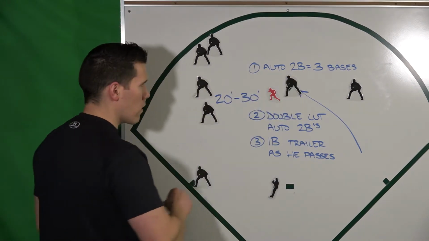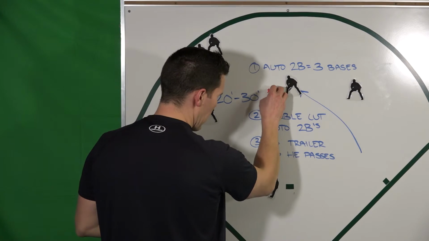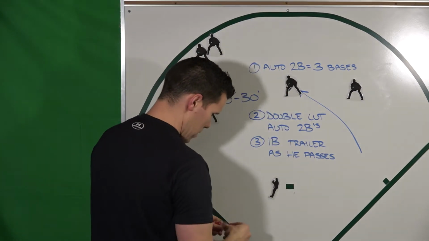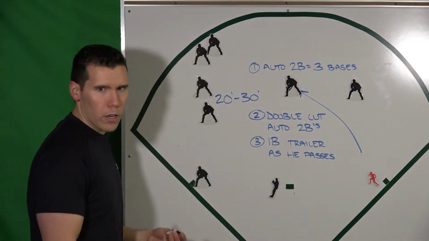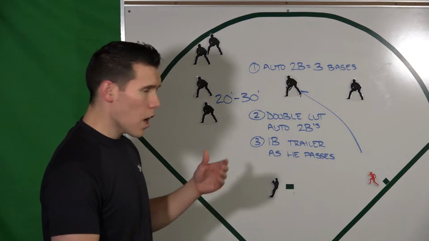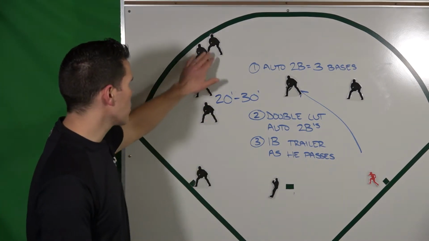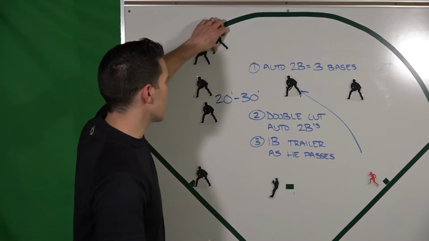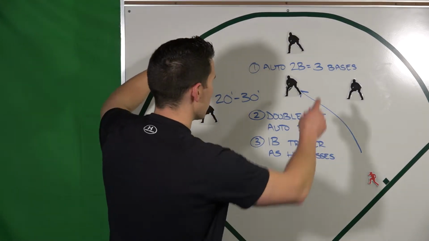That means if there's a runner on first base, let's say our batter is right here, runner's on first base, where are we going with this cut? Automatic double. Let's say the ball's hit deep into right center this time. We'll flip it. Ball's hit deep into right center.